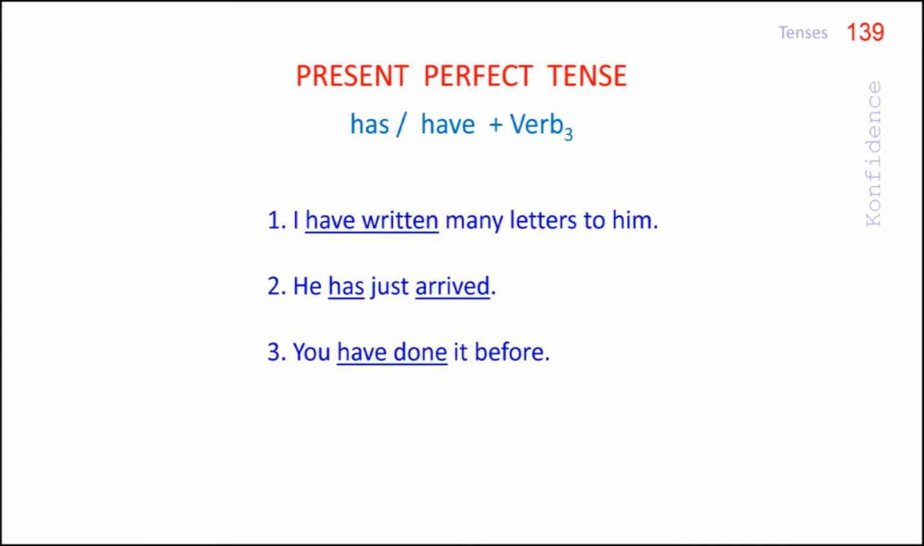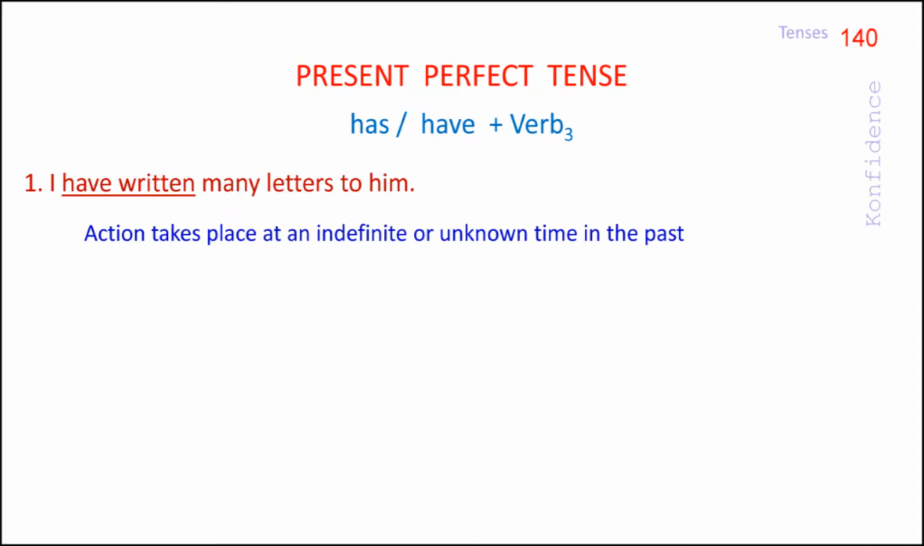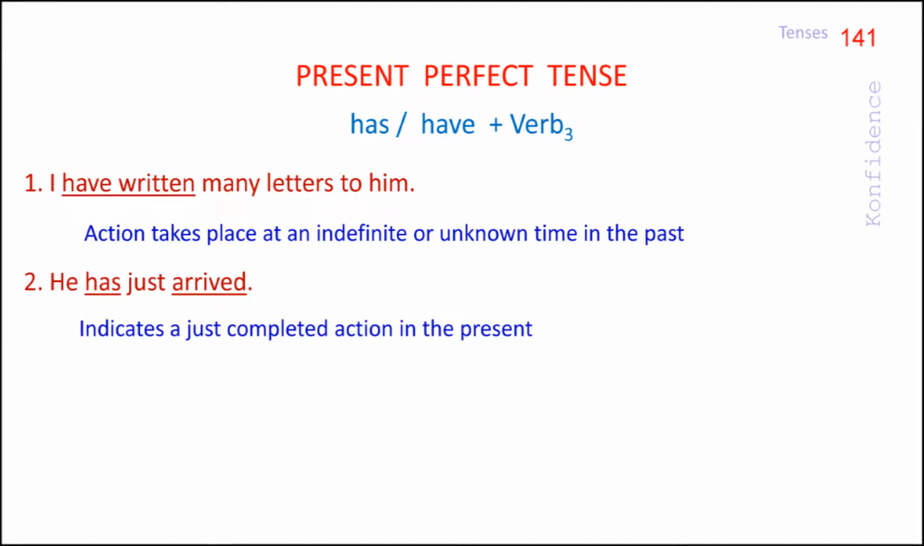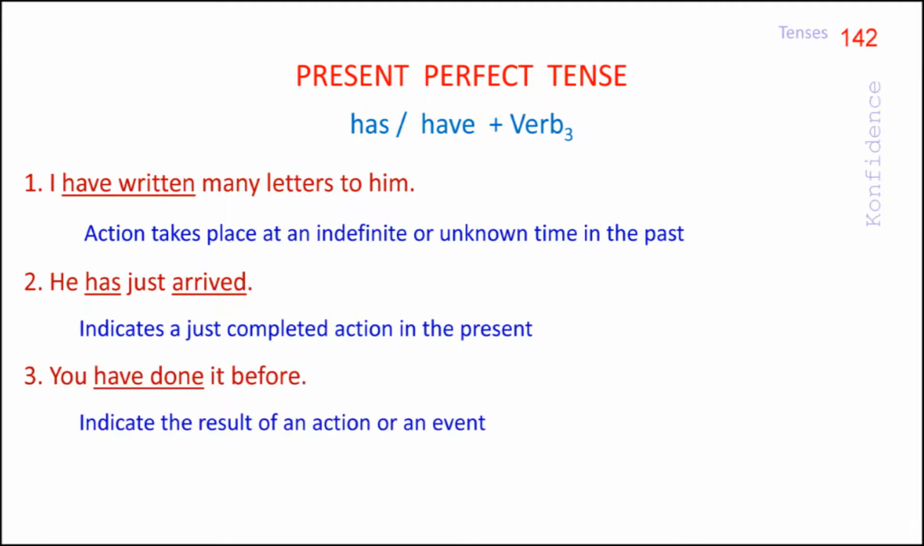Now look at the examples given in the slide. In the first sentence, the action indicated by the verb takes place at an indefinite or unknown time in the past. The second sentence expresses a just completed action in the present. In the third sentence, present perfect is used to indicate the result of an action or an event. This tense tells us about an action that is already completed. It has already started in the past, but completed at the time of speaking.